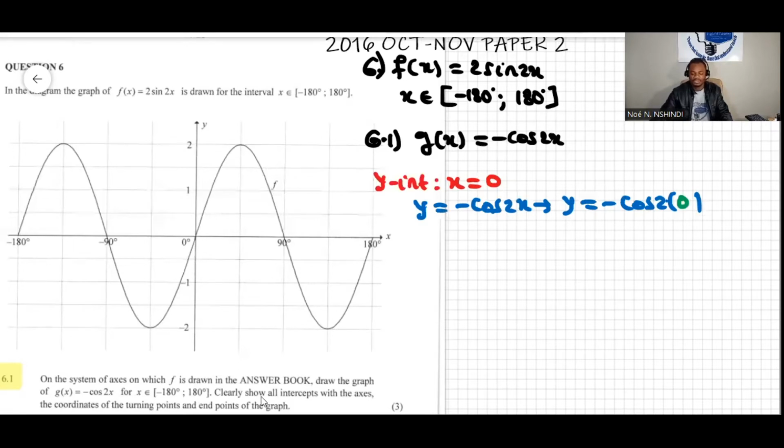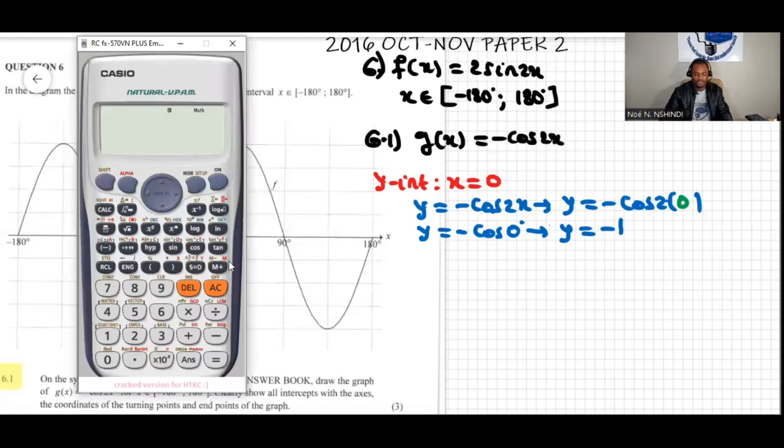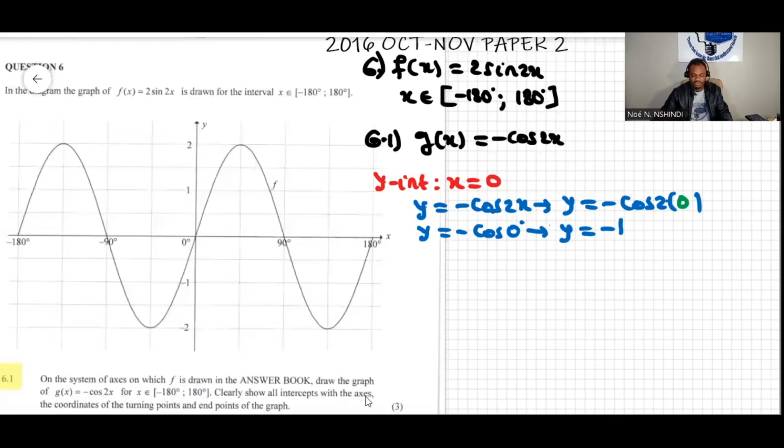So y will be equal to -cos of 0 degrees, and cos of 0 degrees is just equal to 1. Therefore, the answer is -1. You can check in the calculator. If you do cos of 0 degrees, this is 1. This part is equal to 1, and then we have a negative in front, which makes -1.